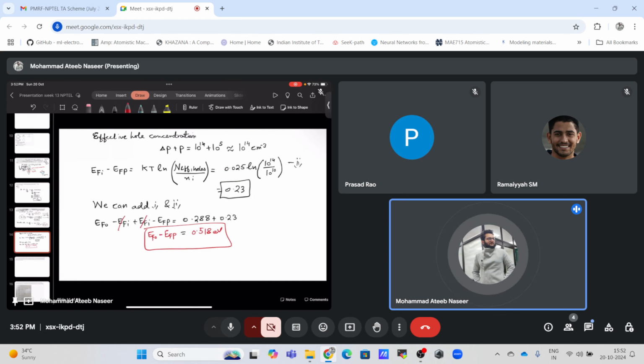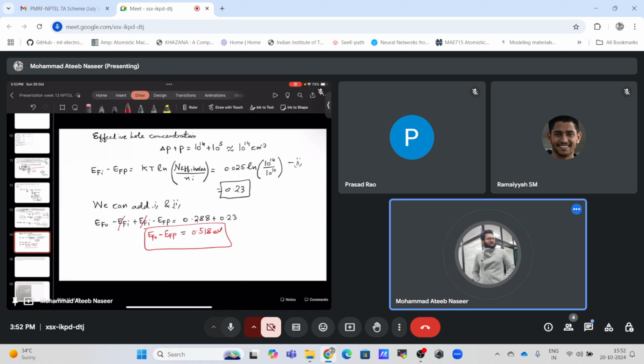This is the difference between the Fermi level that we obtained when we had doped the semiconductor n type, and now when we are illuminating the material. So this is just the difference between the two quasi Fermi levels.